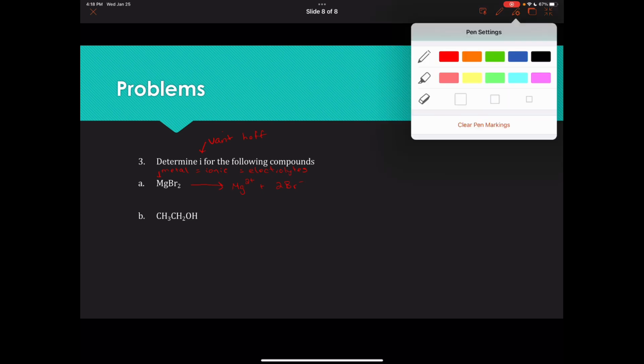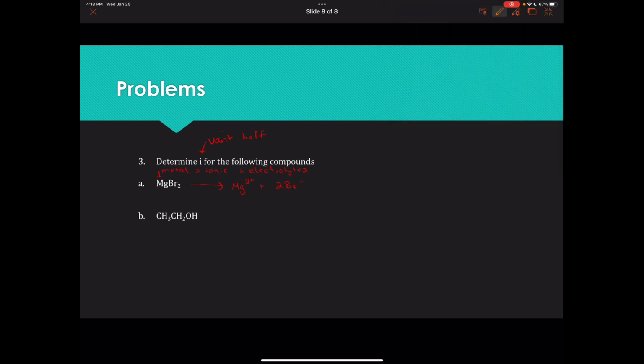Now we've got to remember what our chemical formulas mean. This 2 here tells me how many bromides I need to balance the charge of the magnesium in the ionic compound. It does not mean I've got a Br2 molecule. It means I have 2 bromides for every 1 magnesium. So when that MgBr2 breaks apart, it breaks into 3 particles. So that means that my i value here will be 3.